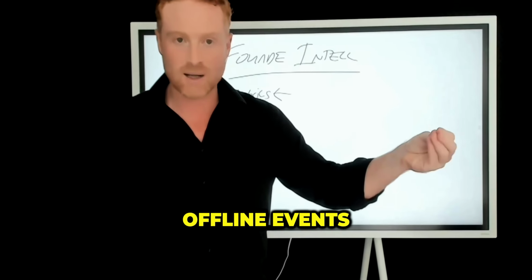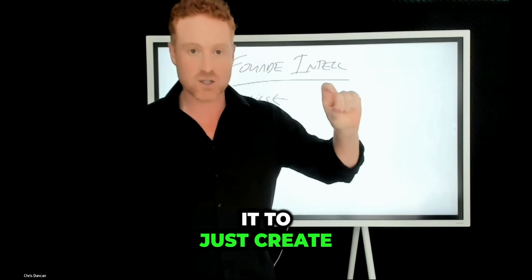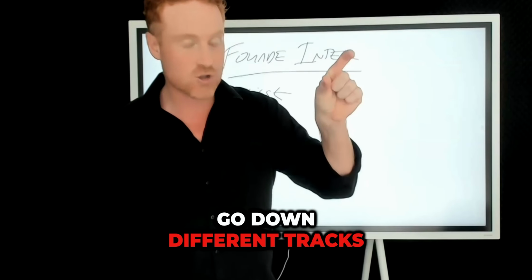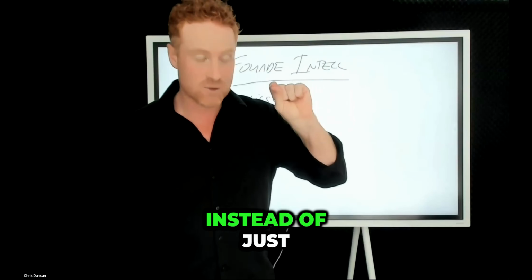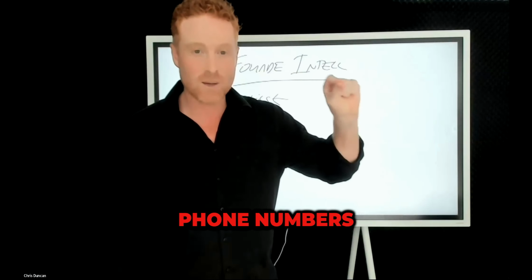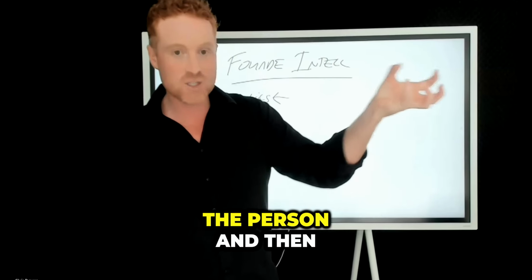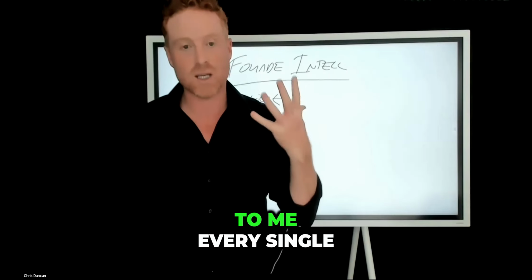never captured offline events. So what I did is, instead of just creating it to pull from Facebook, I had it also go down different tracks. Instead of just Facebook, which breaks, by the way, instead of just Google Tag Manager, which breaks, it also went down phone numbers, name, and email to fully build an understanding of the person and then to track it back. I've got the best visibility. It's pushing to me every single day.